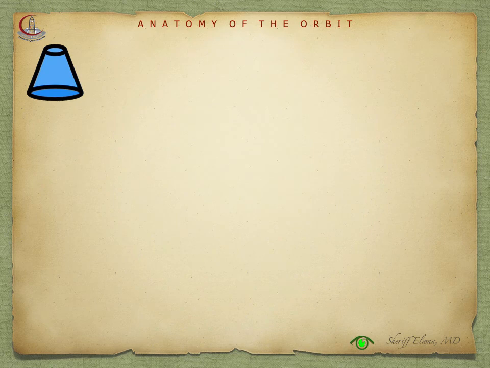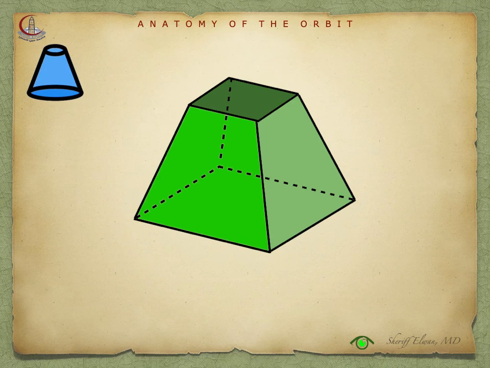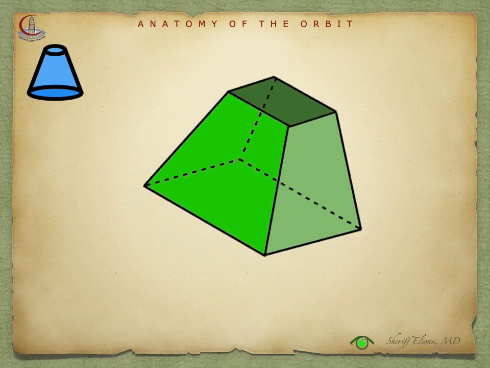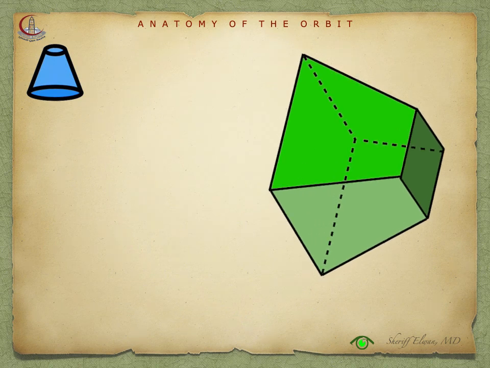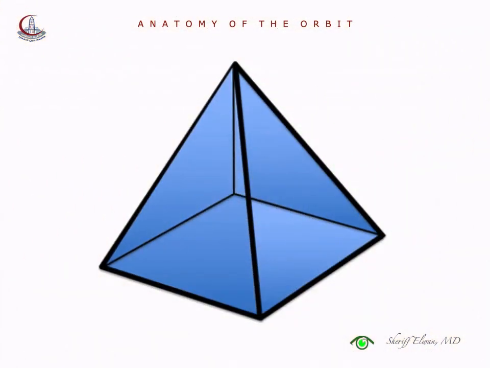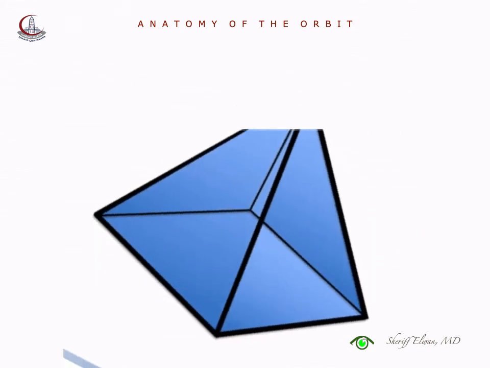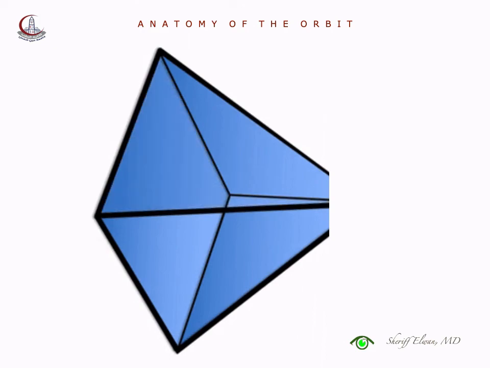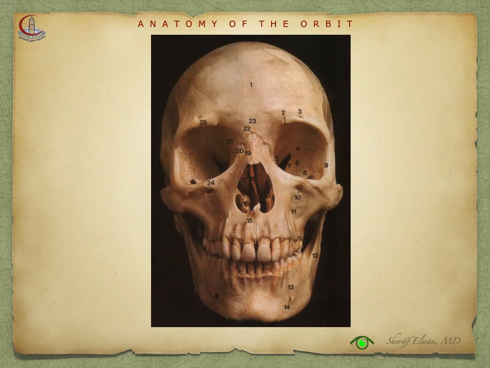Each orbit looks like a cone, but this cone is truncated. Truncated meaning not with a very sharp tip and situated on its side. Each cone has 4 walls and a base. 4 sides, 4 walls and a base, and the base is directed forwards as the cone is on its side.